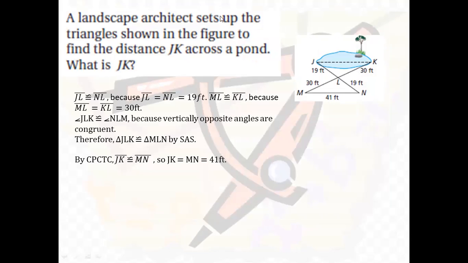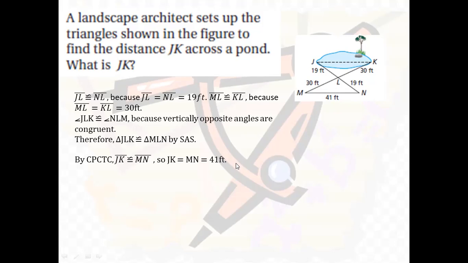Now let's see what CPCTC does here. A landscape architect sets up the triangles shown in the figure to find the distance JK across a pond. They want you to find JK. You could see that they have given J to L as 19 and N to L as 19, which means they are equal. Similarly, ML is equal to KL. So simply we could say JK is also 41 because MN is 41. MN is congruent to JK.